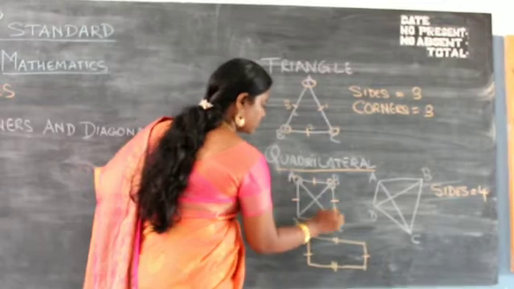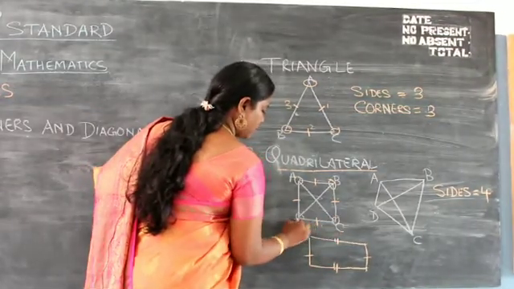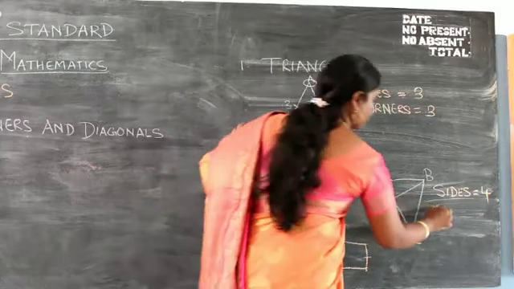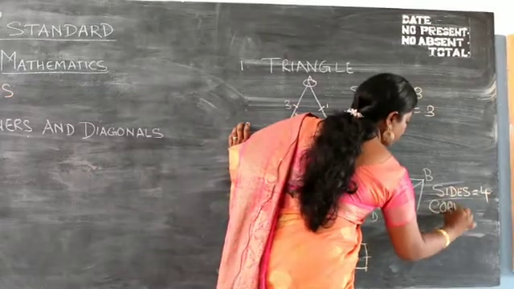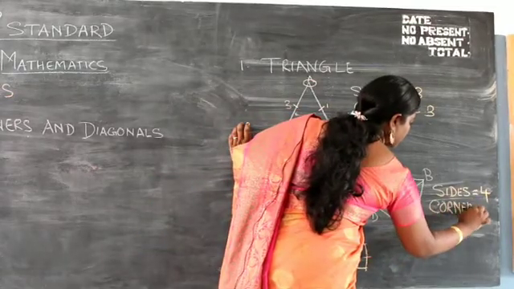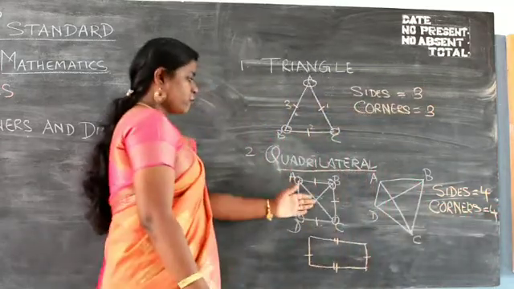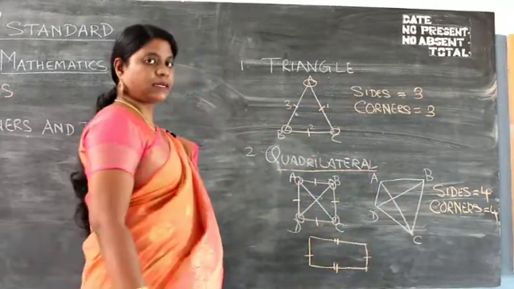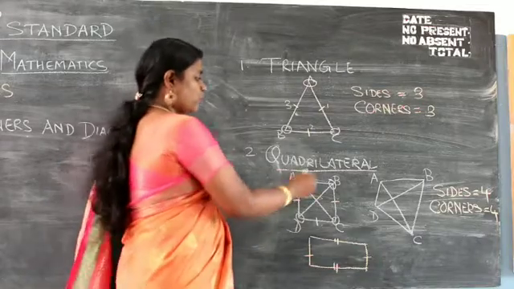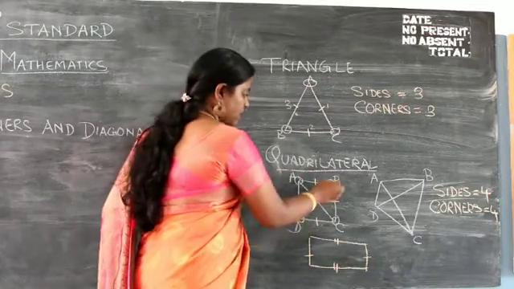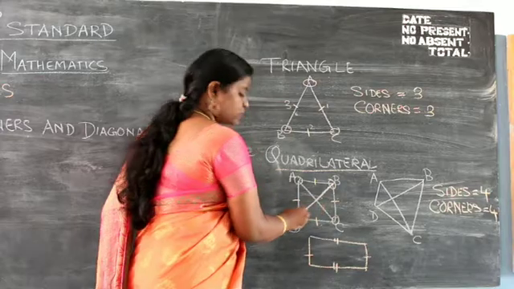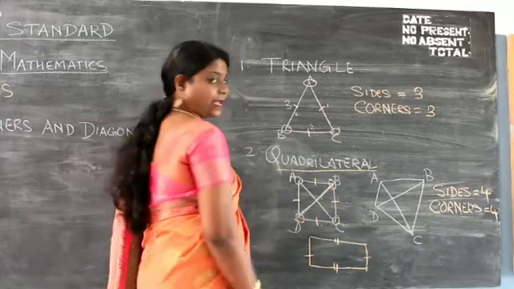1, 2, 3 and 4. So again here, corners also of 4, right? So we have 4 sides, 4 corners. Now what are diagonals? When the opposite corners meet using a line, that is called a diagonal.